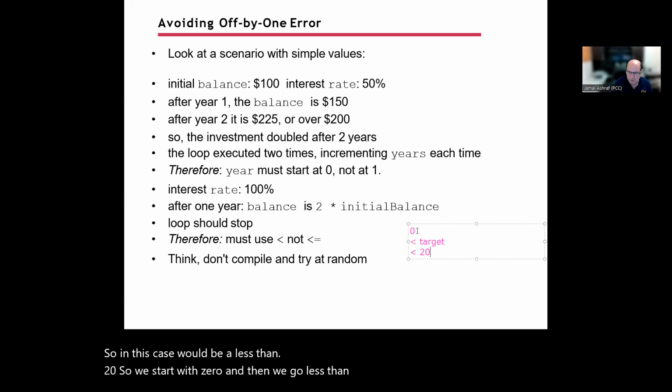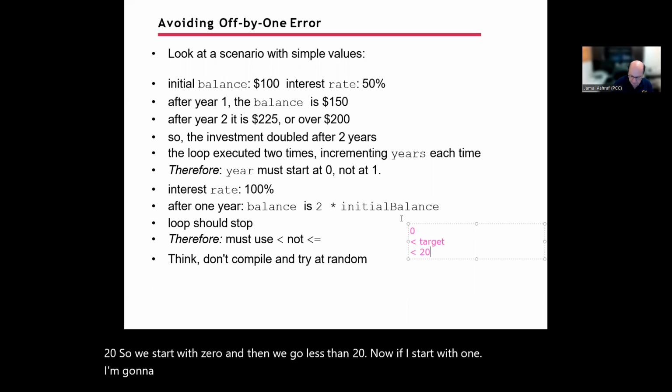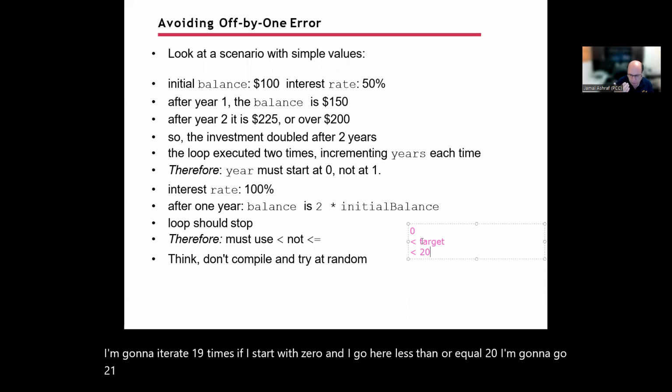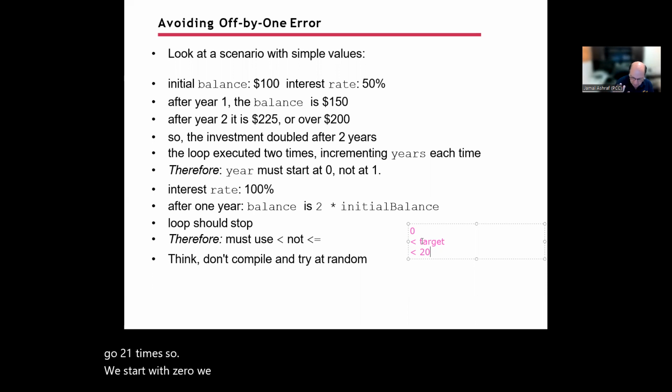Now, if I start with 1, I'm going to iterate 19 times. If I start with 0 and I go less than or equal to 20, I'm going to go 21 times. So we start with 0, we stop less than the target one. That's going to give me 0 to 19, which is going to give me 20.